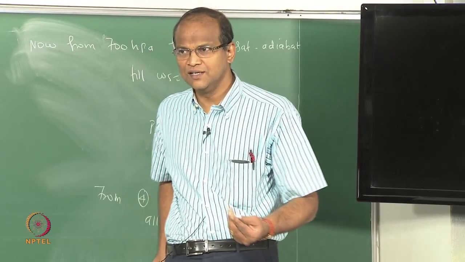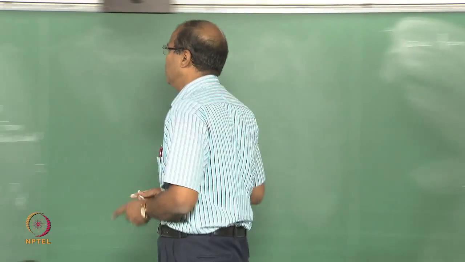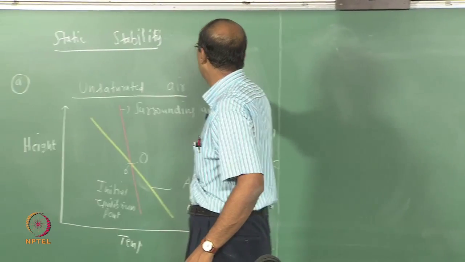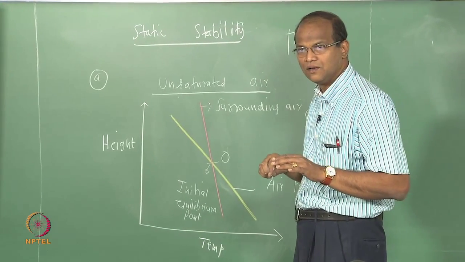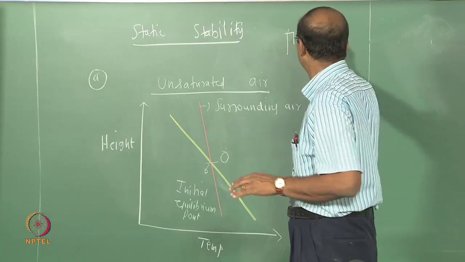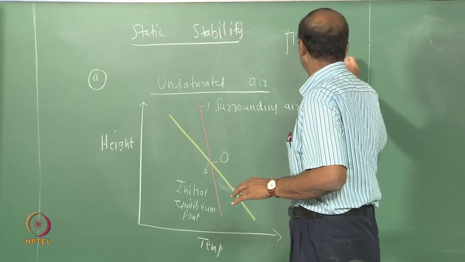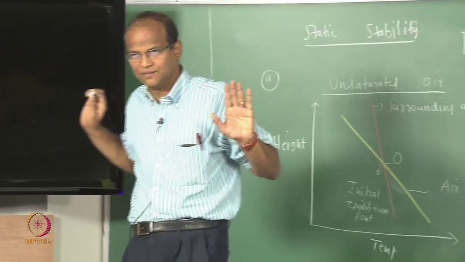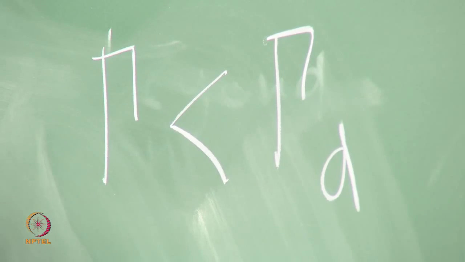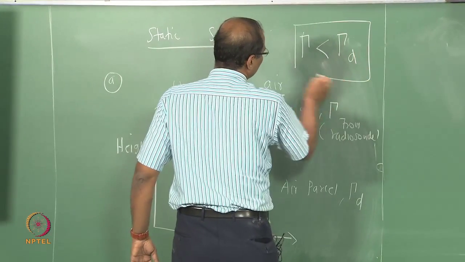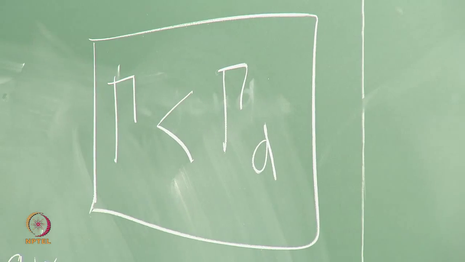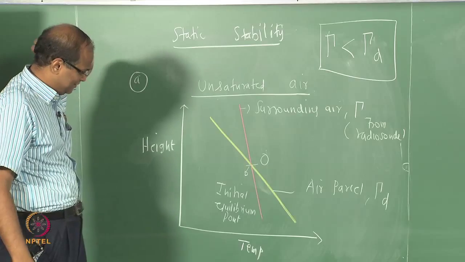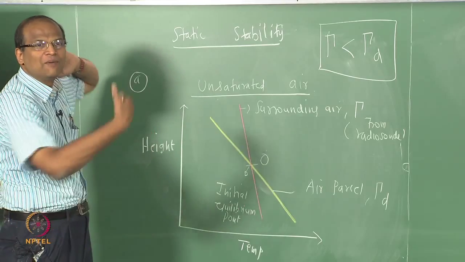So basic funda, isn't it? So what do you want to write here? Gamma. Okay. Clear? If you keep on looking at it for 5 minutes, you'll get confused. Just accept it. Okay. Now we are pushing the air parcel from O.